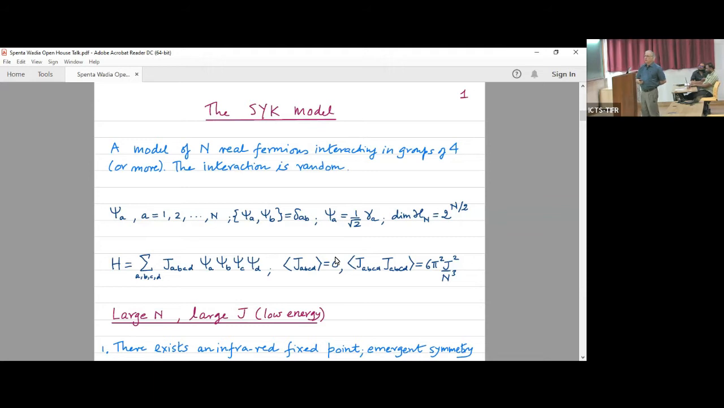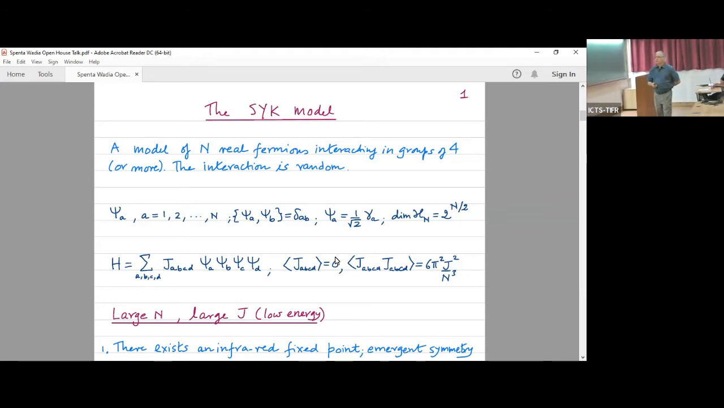So the SYK model, Sachdev, Ye, Kitaev: the model of n real fermions interacting in groups of 4 or more, and the interaction is random. The motivation of this goes to condensed matter physics, to understand the physics of systems without quasi-particles.